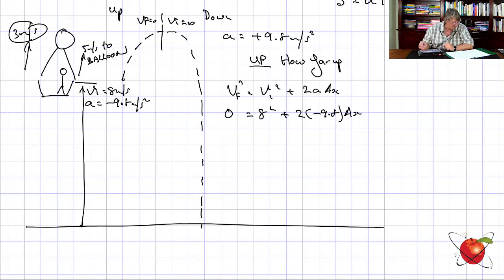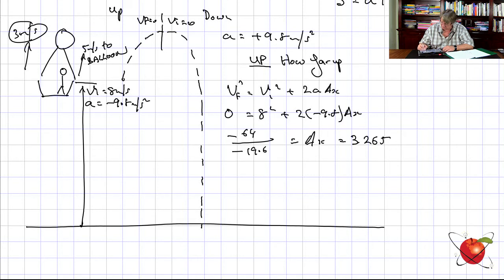Okay? And if I work that out, I'm going to end up with minus 64 divided by minus 19.6, which is equal to delta X, which is equal to 3.265. So then I go back to my drawing and put in what I know. I know that distance is 3.265 meters.